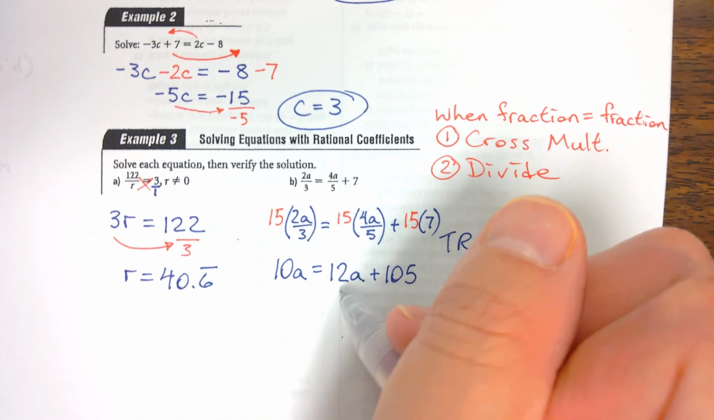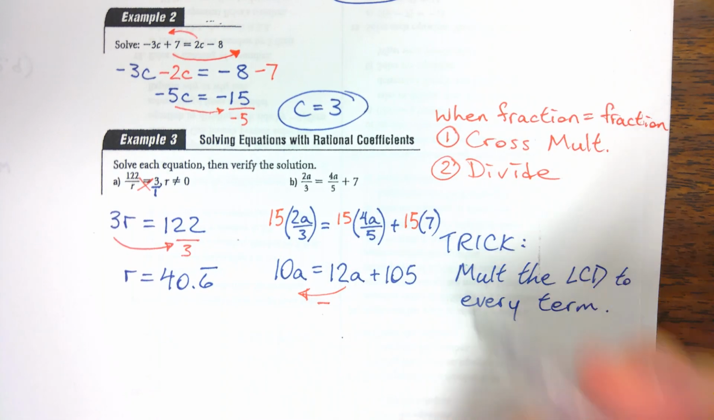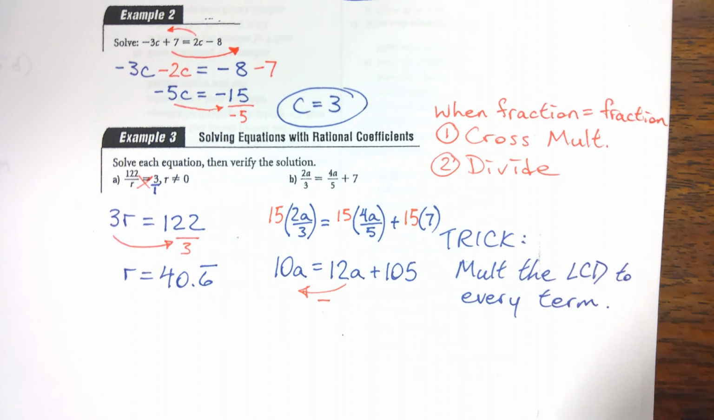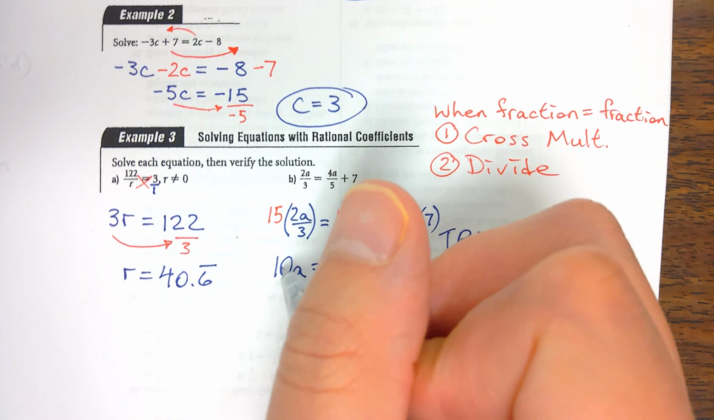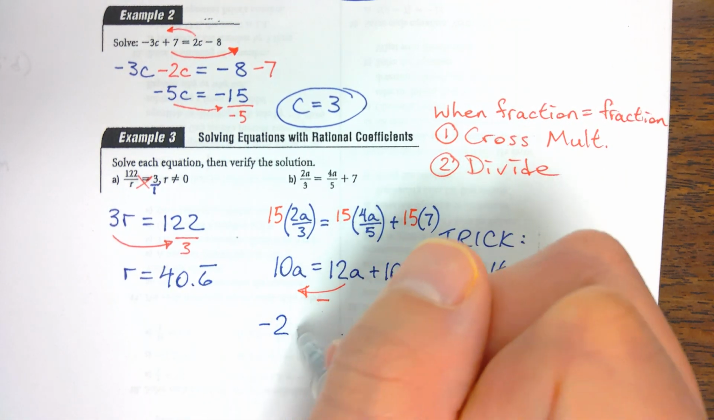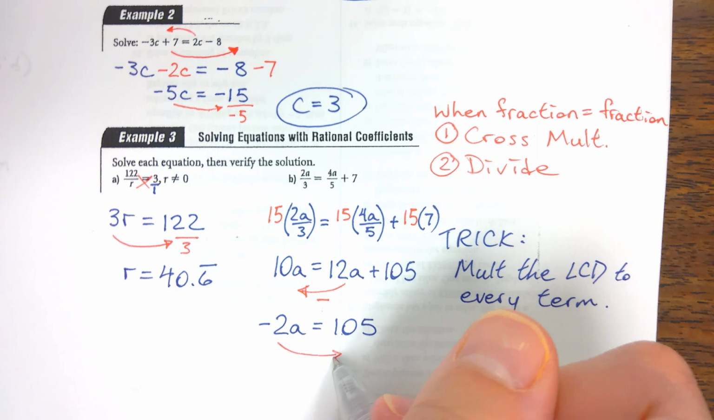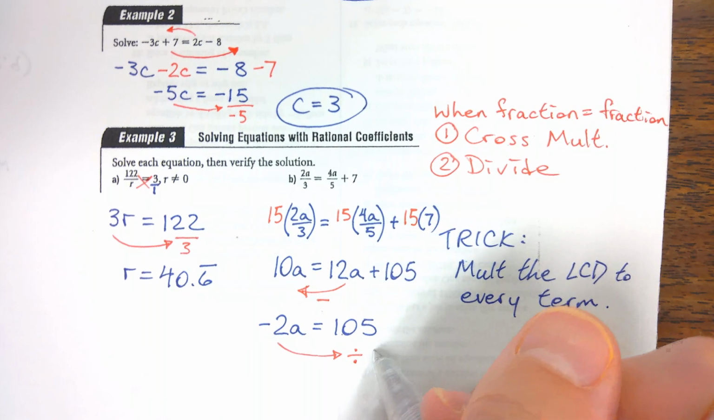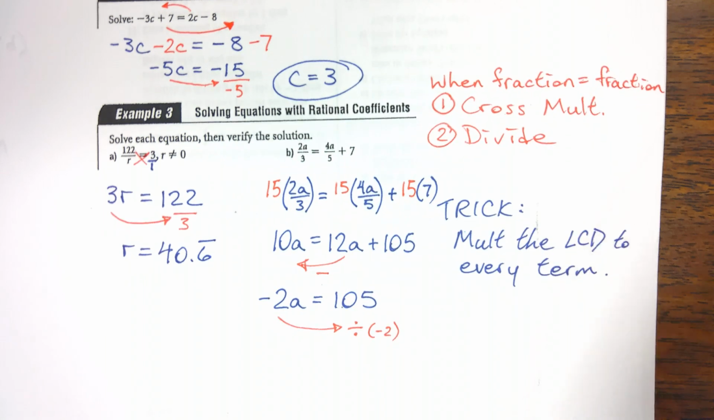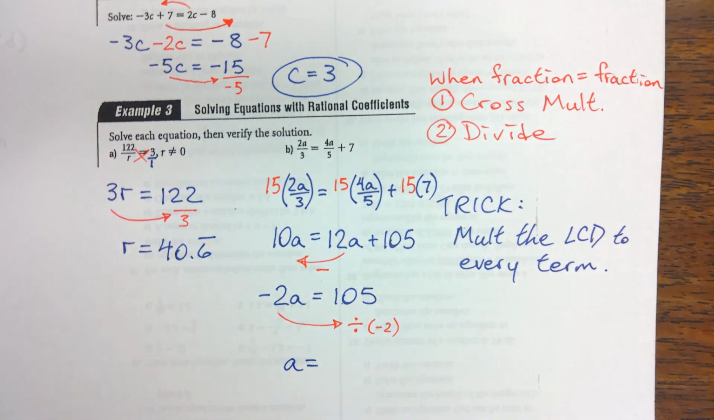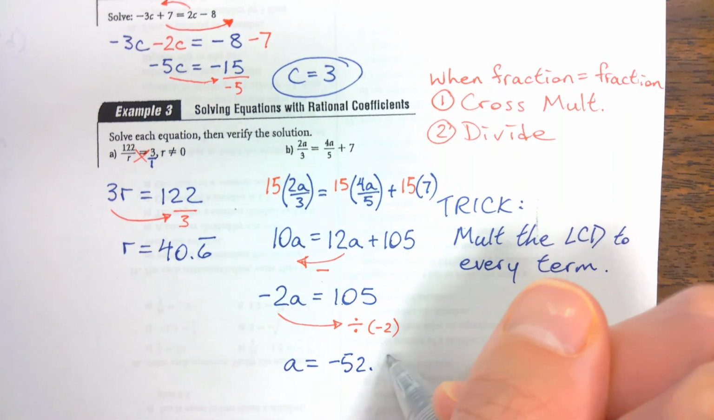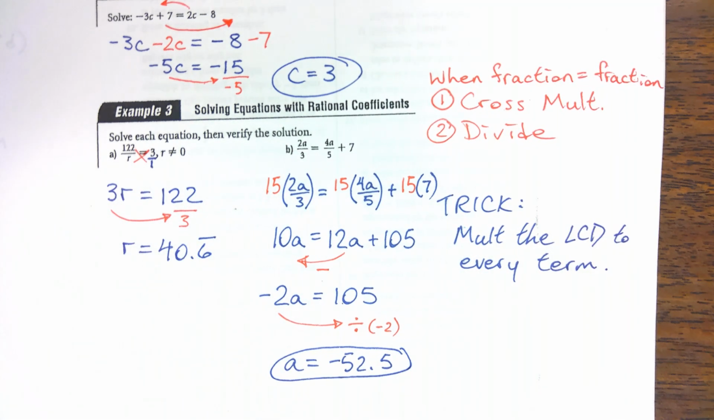Move the letters to the left by subtracting. You don't have to move anything to the right because there's just the 105. So 10a minus 12a, you get negative 2a. And then divide it by the negative 2. So a equals 105 divided by negative 2, you get negative 52.5. Okay, so this is one of the harder questions with the fractions.